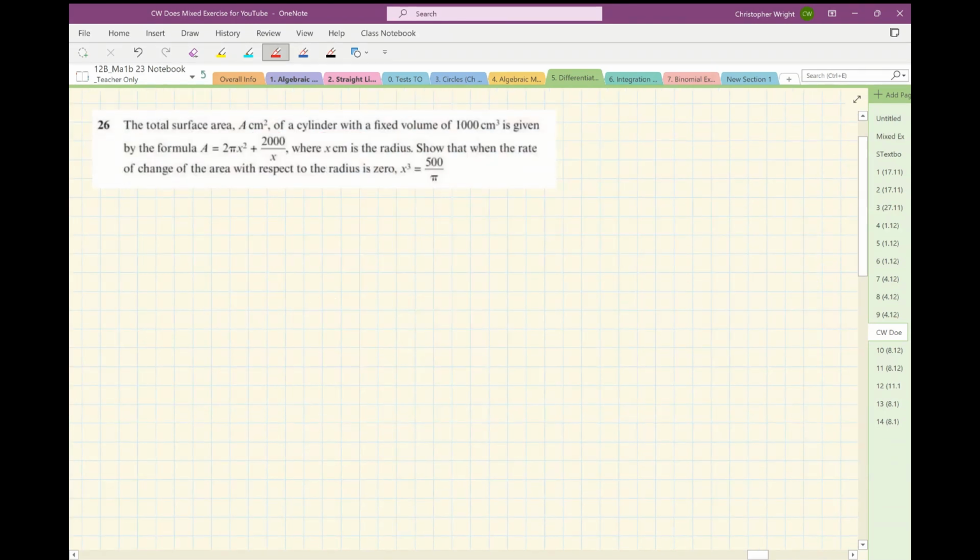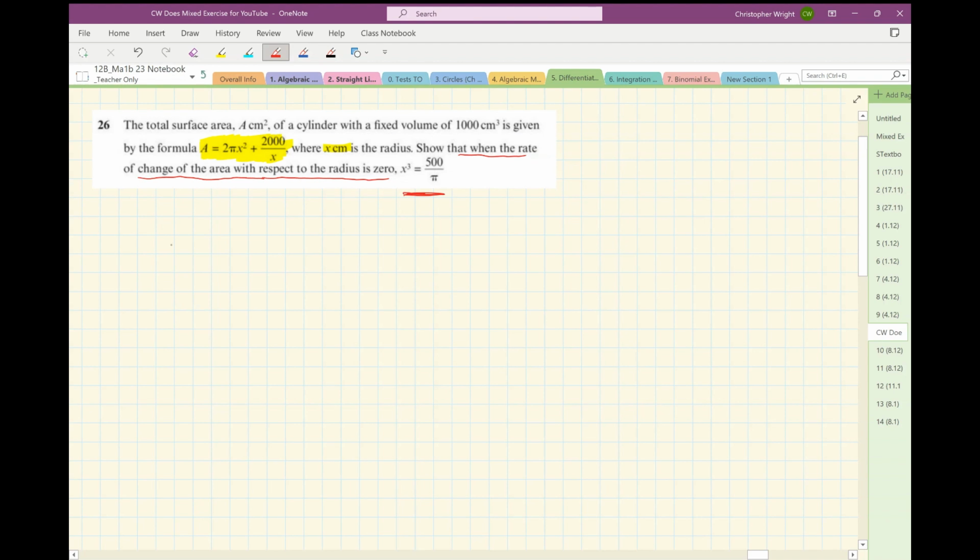Question 26. The total surface area of a cylinder with a fixed volume is given by this formula. So there's an expression for the area of the cylinder, where x centimeters is the radius. So obviously as the radius changes, the total surface area changes. That's why the total surface area depends upon the value of x. Show that when the rate of change of the area with respect to the radius is 0, x cubed equals that.